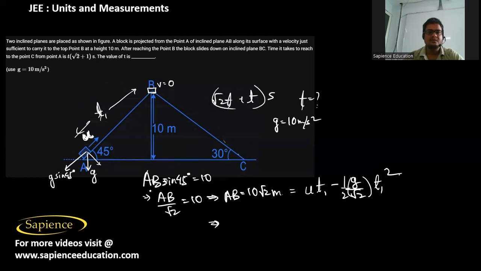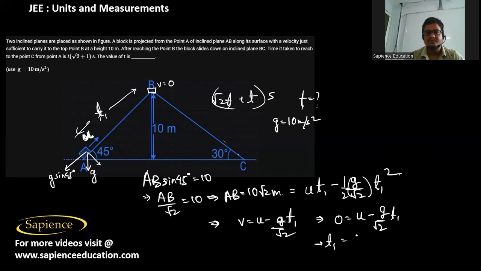Actually, u also we can find out. v is equal to u minus a into T1, minus g by root 2 into T1. So v is 0, 0 is equal to u minus g by root 2 into T1. So therefore T1 will be equal to root 2 u by g.